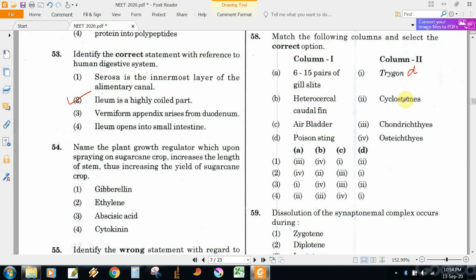Cyclostomes, you know that they have the 6 to 15 pairs of gill slits. So it is A, right? Chondrichthyes, heterocercal caudal fin. So B over here. Osteichthyes, they mainly have the air bladder, right? So based upon this, you can see that the fourth option is the right one over here.